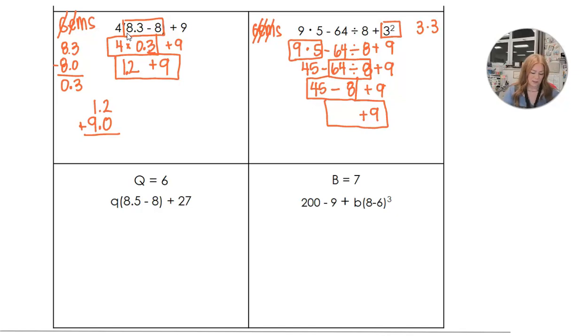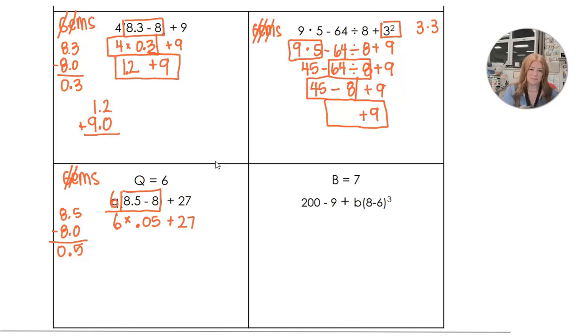Okay, our next one, we have Q equals 6. So right here, this is a 6. So we have 6 of this group. So let's get our list here. So we do have a group we need to do right here. So out to the side, 8.5, we've got to line up our decimals, minus 8.0. So 0.5 left. Now these right here are stuck together with multiplication. So we've got to multiply that by 6 and then add 27.